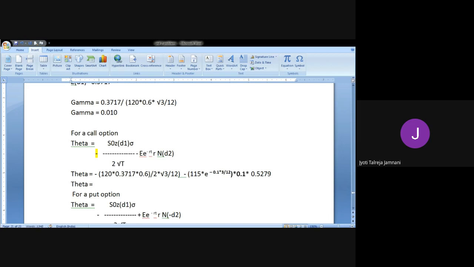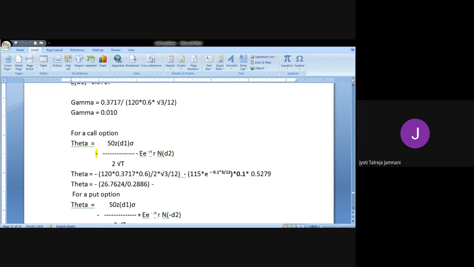So theta will be equal to minus, first find 120 into 0.3717 into 0.6, 26.7624, divided by 2 into square root of 3 by 12, 0.2886. This is the numerator, or this is the equation.